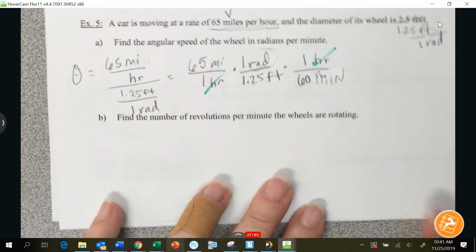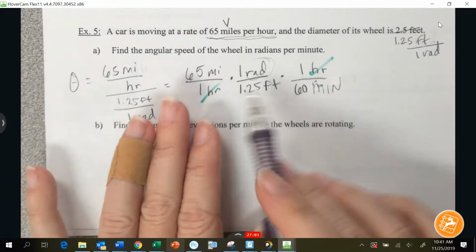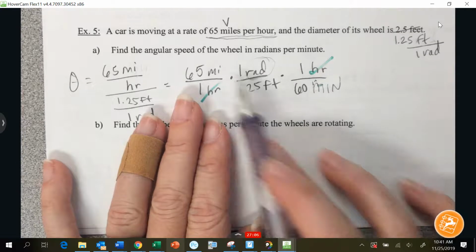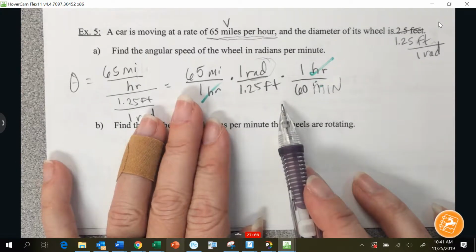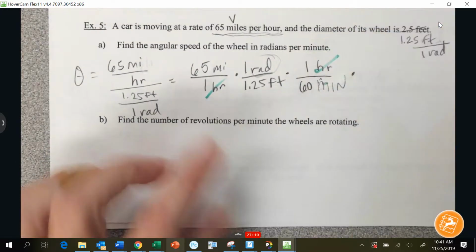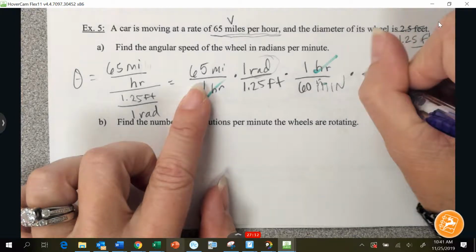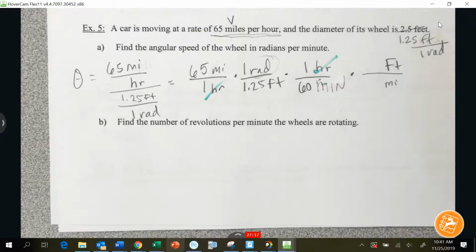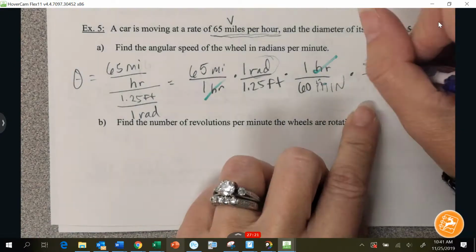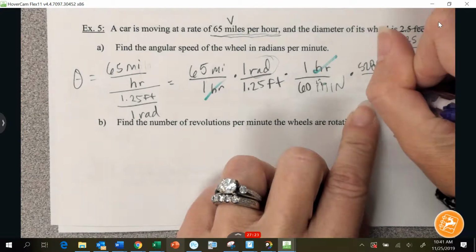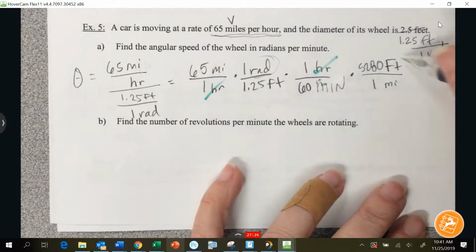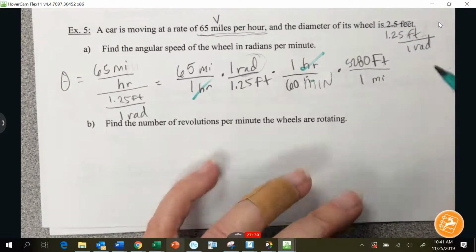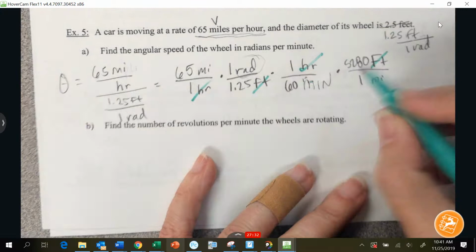Okay. But again, we're going to have radians per minute, but we also have miles and feet in there. So if I multiply by miles on the bottom and feet on the top, as long as it's a value of 1, we can do it. So how many feet are in 1 mile? So this is just like multiplying by 1. So you can do that there. So that'll cancel out the feet and the miles.